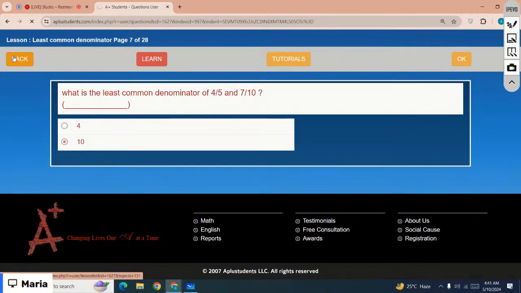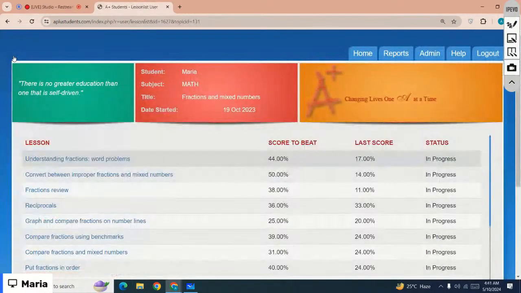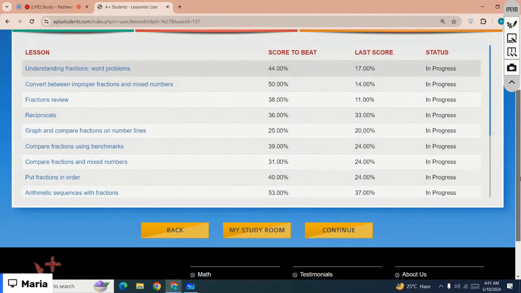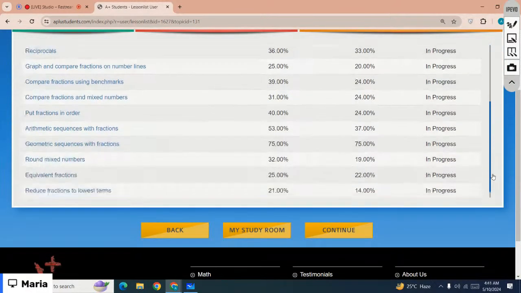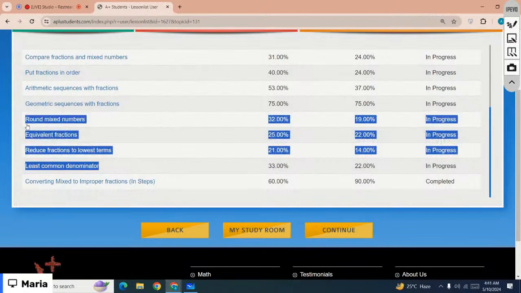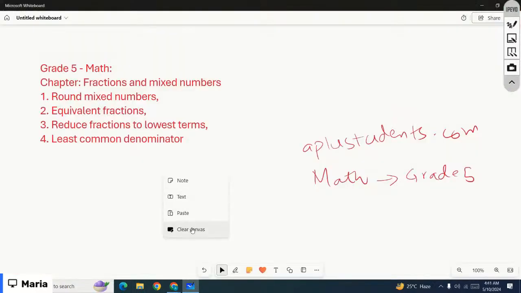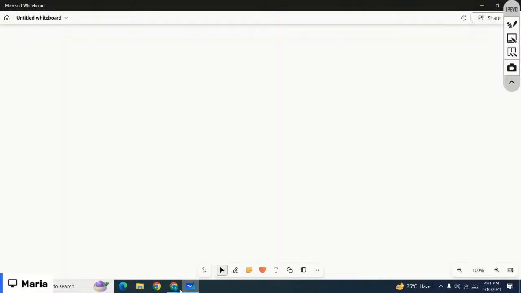So, we were working on grade 5 math. The chapter we were working on is fractions and mixed numbers. The lessons we have covered today are round mixed numbers, equivalent fractions, reducing fractions to lowest terms, and least common denominator. So please make sure before the next session you complete all the practice questions for the lessons we did today. That is your homework until the next session, right?